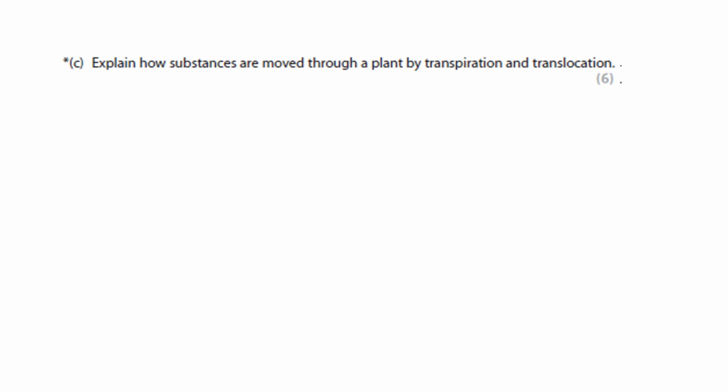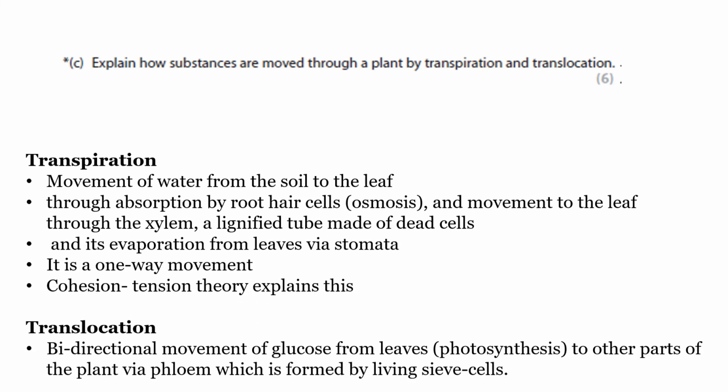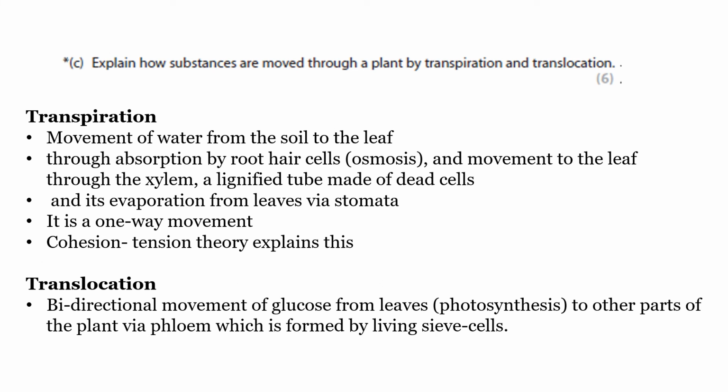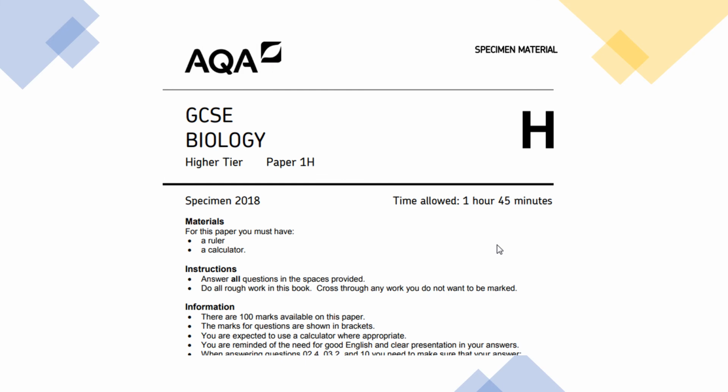We'll move on to question 8C. Explain how substances are moved through a plant by transpiration and translocation. It is a 6 marks question. I have included all the necessary points in this concise description. As students, you learn how to write an answer to a 6 marks question. You have to learn to write over and over again and read yourself to obtain the whole marks. This is a specimen paper 2018 AQA board paper 1 higher tier.